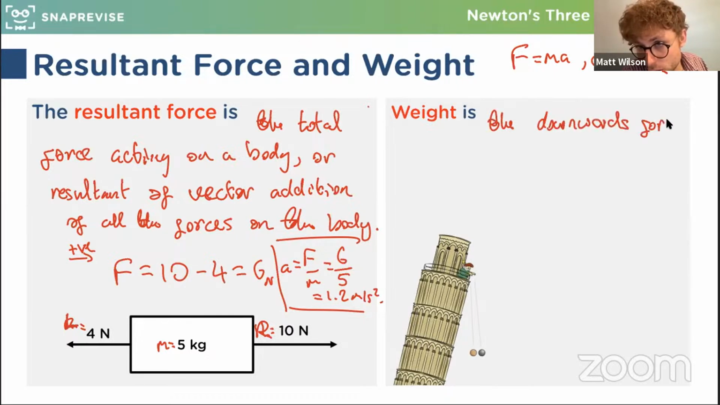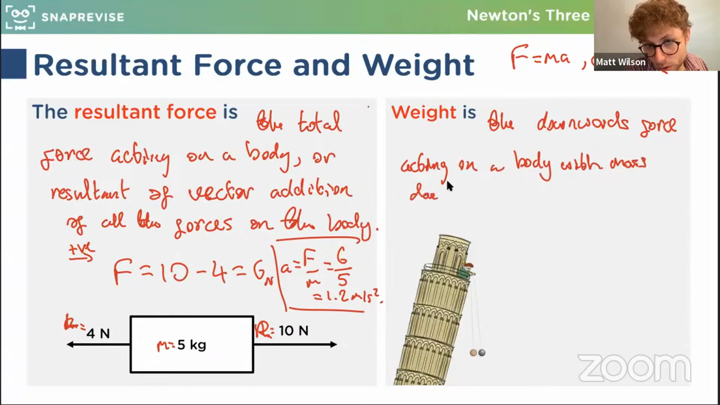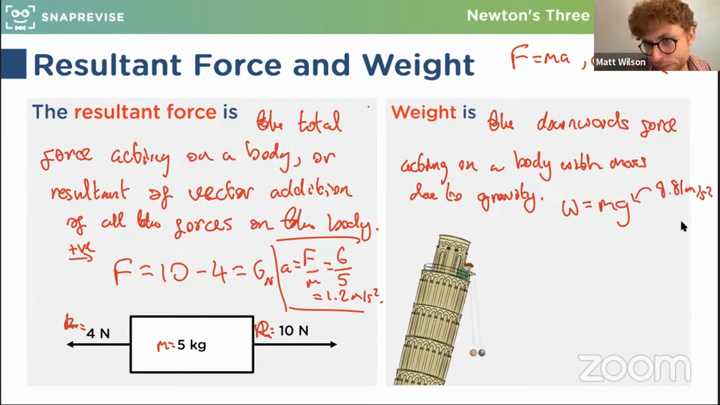Downwards force acting on a body with mass due to gravity. Good. So it has a formula. The weight can be calculated by taking the mass of our object and multiplying it by that number g that we introduced before, which was 9.81 meters per second squared.